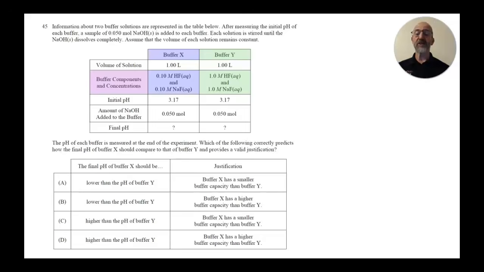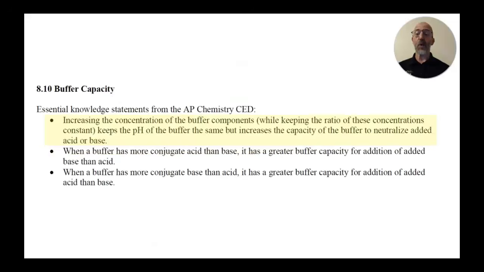Now, the initial pH of each buffer is the same. The amount of sodium hydroxide added to each buffer is the same. And what we have to compare is the final pH at the end of the experiment. It says the pH of each buffer is measured at the end of the experiment, but which of the following correctly predicts how the final pH of buffer X should compare to that of buffer Y and provides a valid justification. So looking at the 4 answer choices, it's going to be related to buffer capacity. So that is topic 8.10.